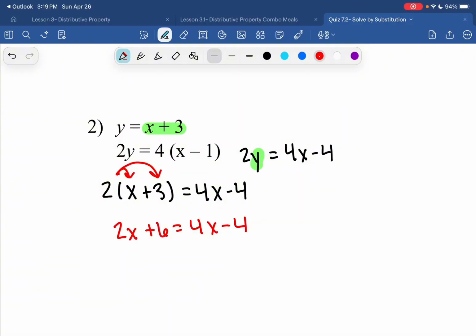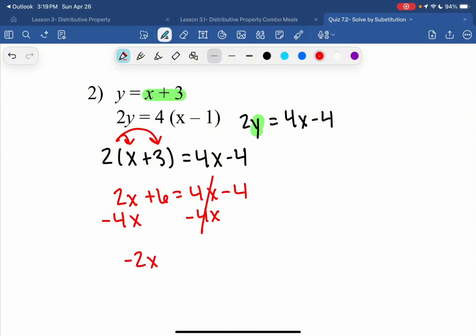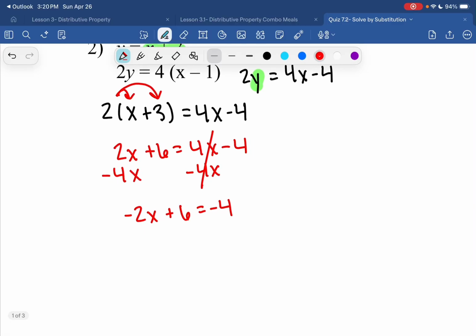So I'm going to subtract 4x, so it cancels on this right side, and also do that to the left because you have to keep it balanced. So now I have negative 2x, because if I have negative 4 and I add 2, I'm getting back closer to 0. So I have negative 2x plus 6 equals negative 4. Okay, my variable is now on the left, but I have to move my numbers to the right. So now I'm going to do the opposite of positive 6 on both sides. Okay, so now I have negative 2x equals negative 10.